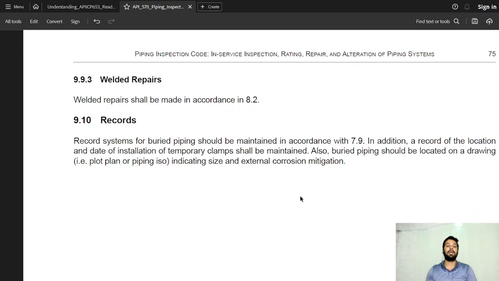Records: the system for buried piping should be maintained in accordance with 7.9. In addition, a record of the location and the date of installation for a temporary clamp shall be maintained. Also, buried piping should be located on a drawing indicating the size and external corrosion mitigation.